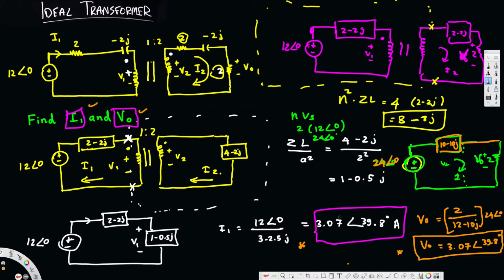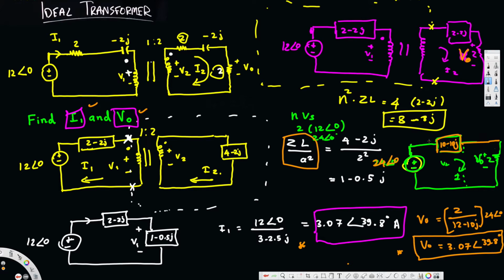This is how we can use the equivalent model circuit to solve our problem. First, to find out I1, we removed this half of the circuit. We kept the I1 as it is and found the equivalent model. To find this equivalent model impedance, we use ZL over A square, where A is nothing but N2 over N1. We replaced that with this equivalent impedance and solved for I1. Here we did the opposite thing. For that one, we removed this half of the circuit because we wanted to keep I1 as it is. But for this one, we removed this half of the circuit because we want to keep this VO, since we want to find out VO after this.